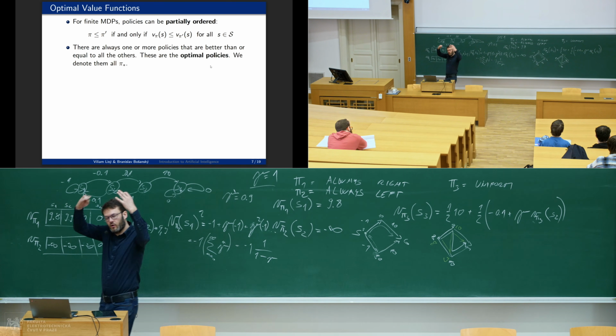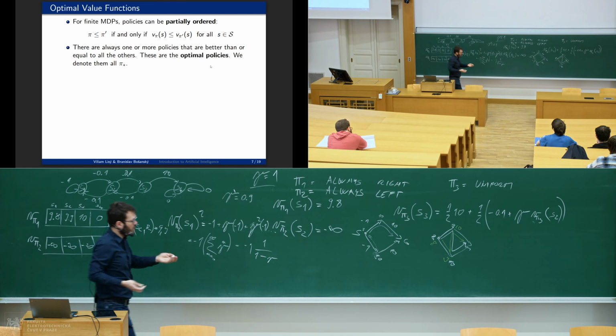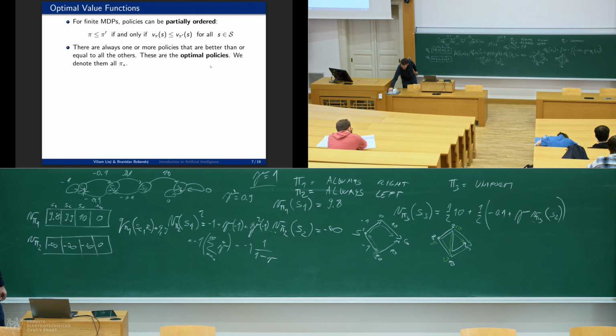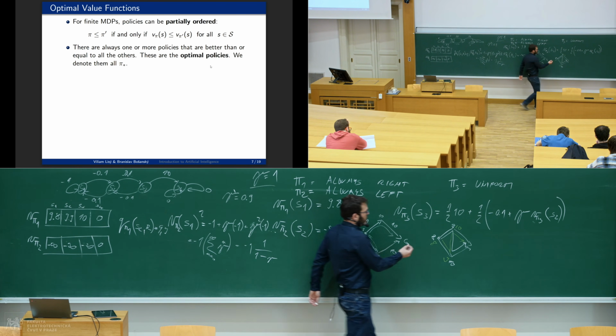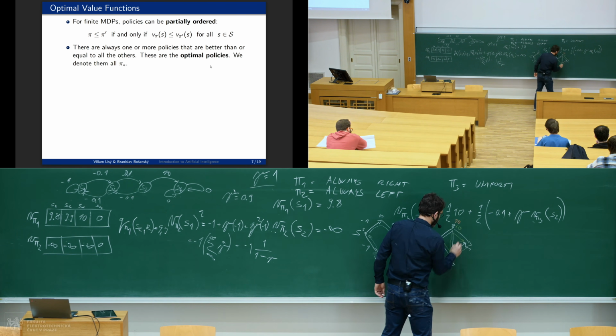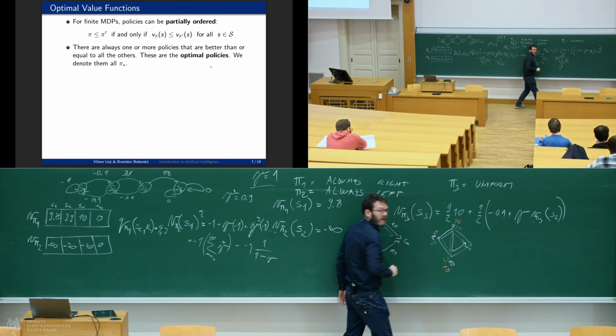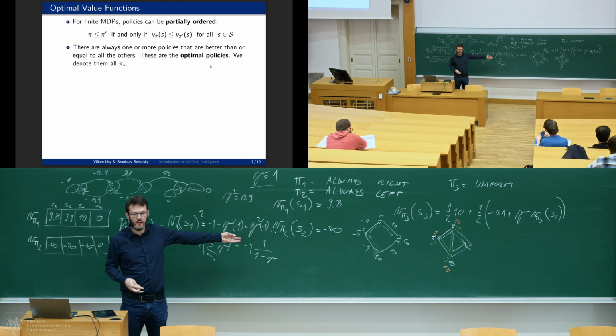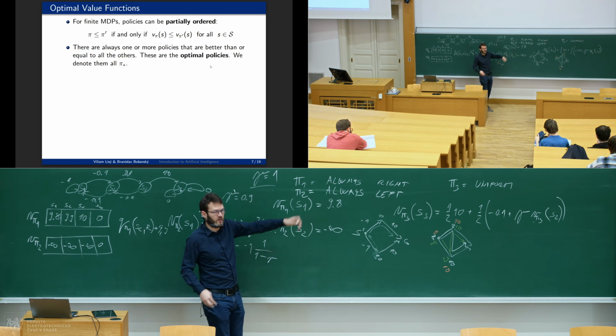But if you go to the optimal one, it will have another color. The optimal value function will be just 10, 10, 9, right? And that will be dominating all the other policies. That will be better than the green one and better than the white one.